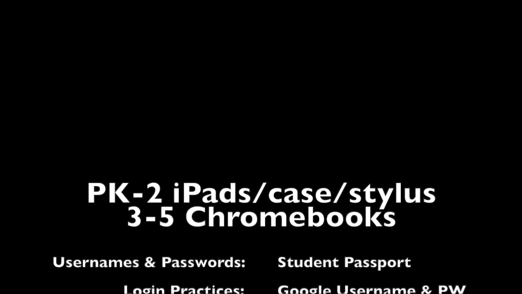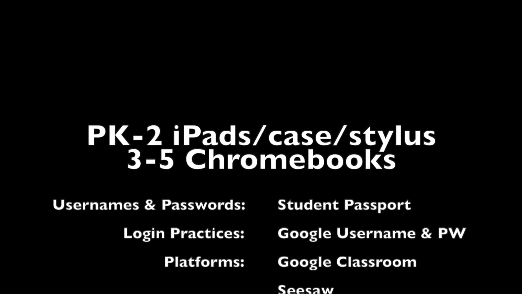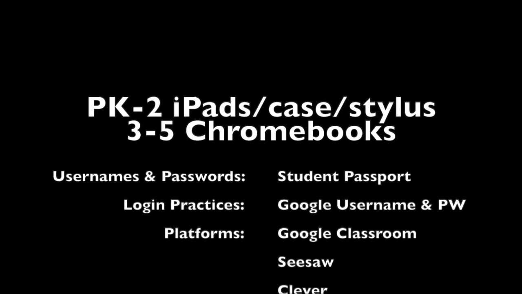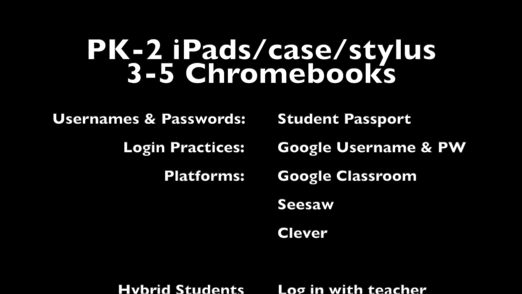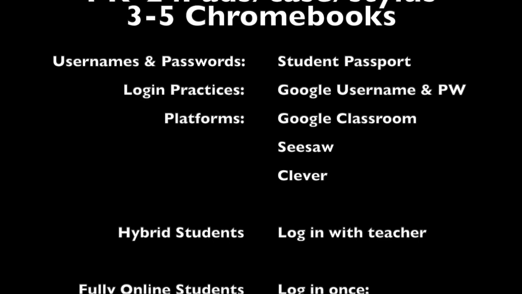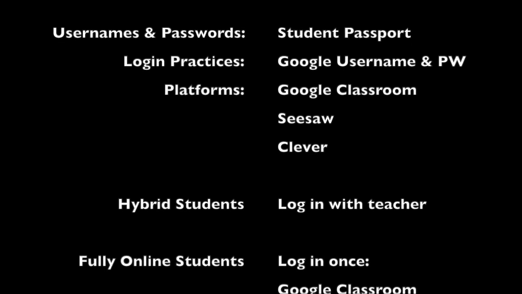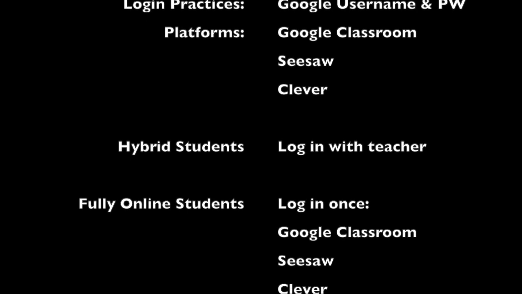Please know that if your child is a hybrid child, that child will log in to Google Classroom, Seesaw, and Clever one time with their teacher. Unless they log out, they'll never need to log in again, but you will be receiving a passport with your child's password. Should they need to log in again, they will do so with their Gmail information.